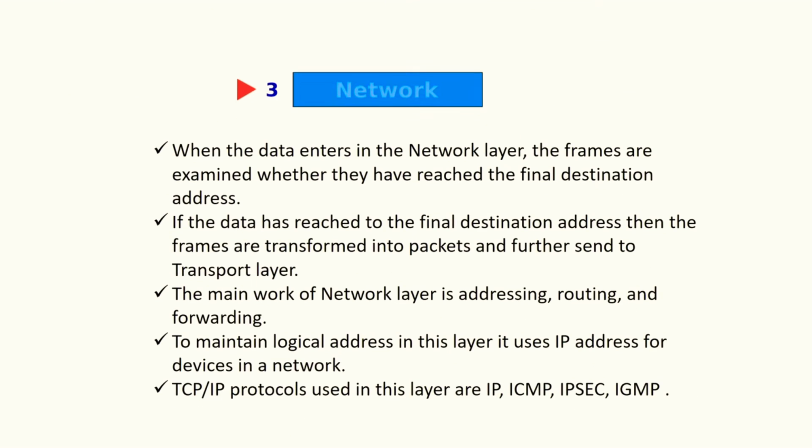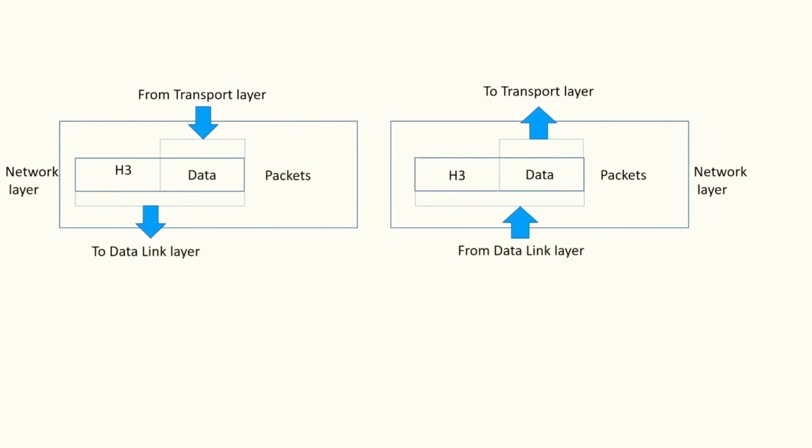Now the network layer. The frames are examined whether they have reached the final destination or not. It means when the message has been sent from one computer to another, whether the destination address of the message is correct or not is checked in network layer. So when the destination address has been checked by the network layer, it is then further transferred to the transport layer. Well, when the data comes from data link layer to the network layer, the data from frames are converted to packets, and the data in network layer is always in packets format.